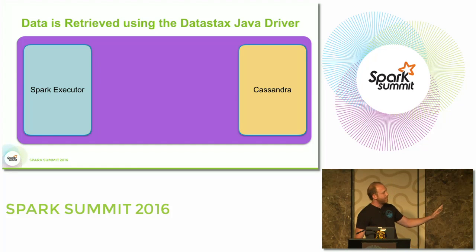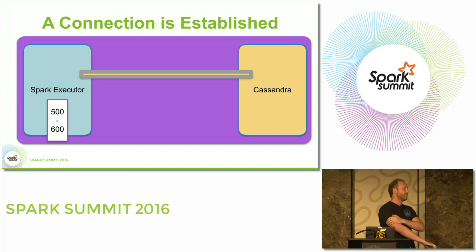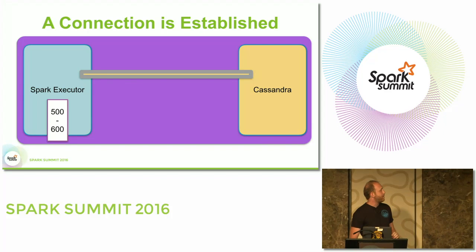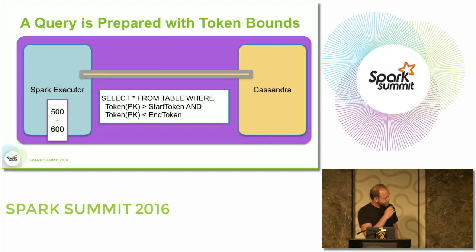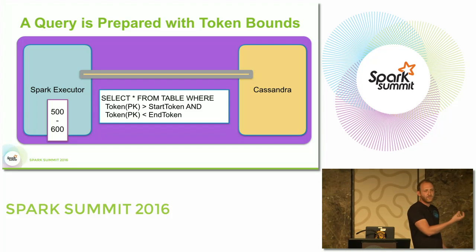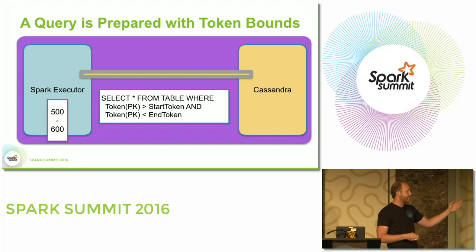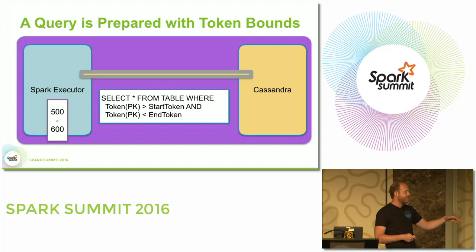Basically what happens is the Spark executor will start up a connection to Cassandra, and it will end up receiving one of these Spark partitions that says what tokens it needs to pull. It's going to take that information and prepare a select statement. And the select statement in general is going to look like this. We're going to select all of our values from this table where the token is at the beginning of our range and the token is less than the end of our range.